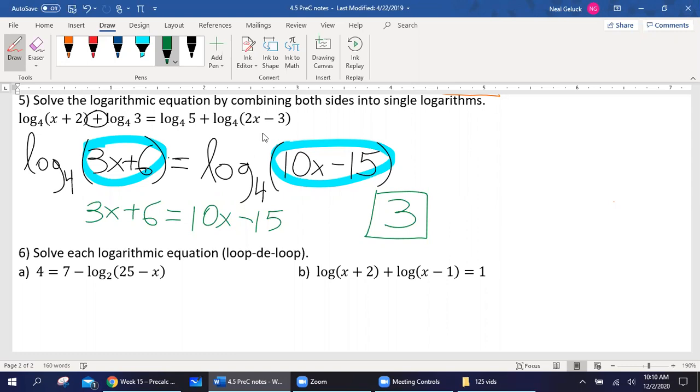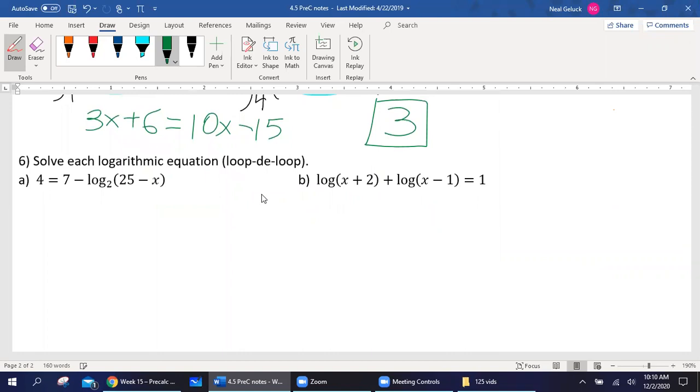In general, I want to do the loop-de-loop. So to solve a logarithmic equation, on the previous lesson we were doing exponential, now we're solving logarithmic. We want to isolate the logarithm. So on letter A here, I'd have to subtract over the 7, so that would give me negative 3. So the 7's gone. I would divide out the negative that's in front of the logarithm, so that would leave me with 3 equals log base 2 of 25 minus x.